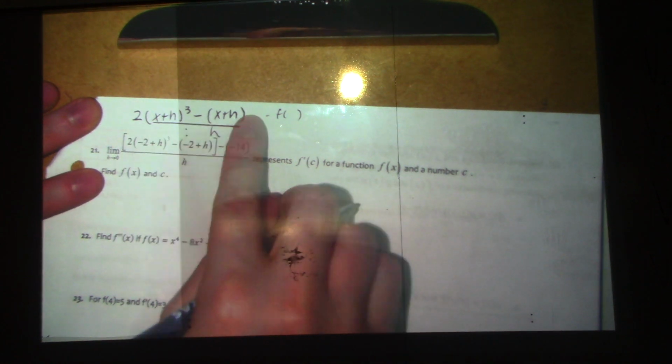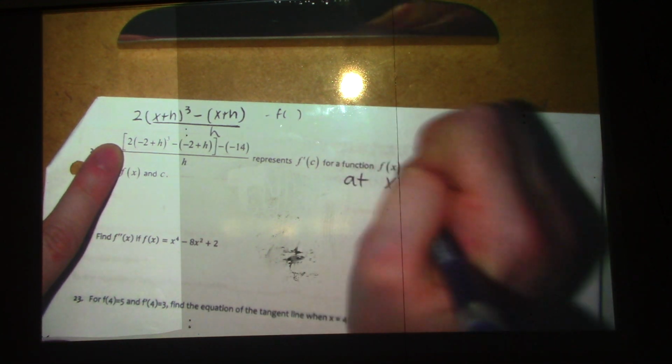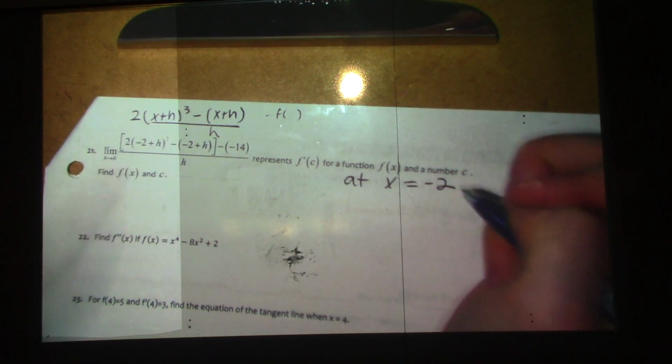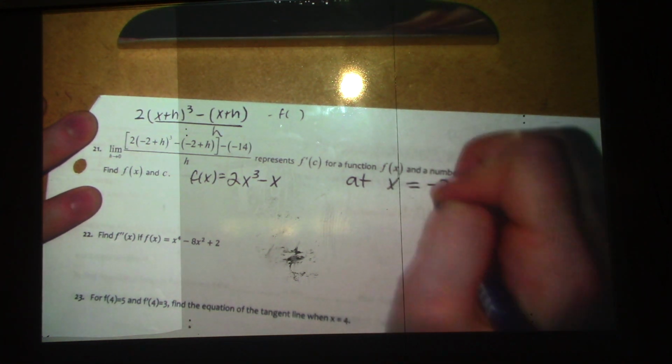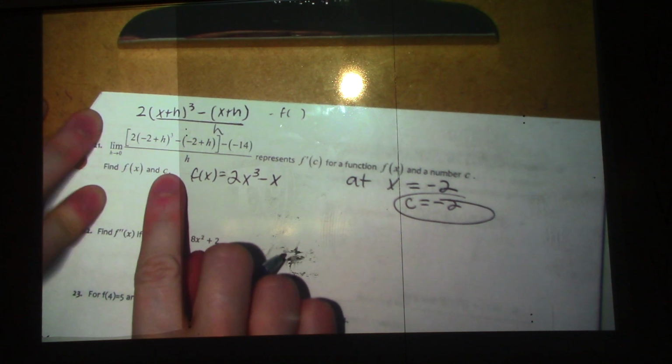When I looked at this, all I did is I said, okay, wherever I had plus h, that was an x value. So that tells me that I'm looking at x equals negative 2. That's the value I'm looking at. And then the function I'm looking at is 2x cubed minus x. So f of x equals that, and x equals negative 2, so c is negative 2, because they're asking what value c are we looking at. So these are my answers.